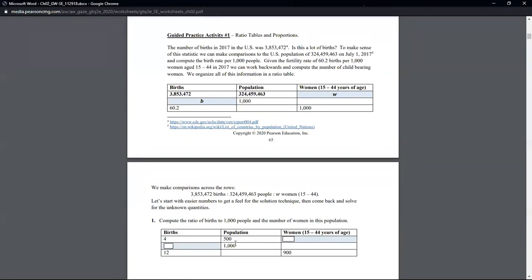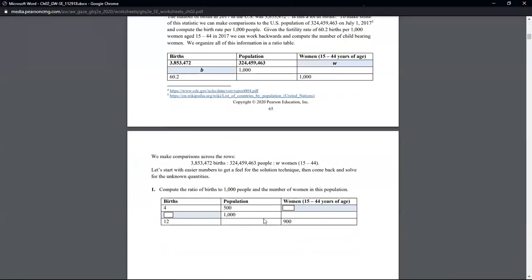And this is where that idea of the common multiplier will come into play. If you double the population, what do you expect the births to do? That's the idea of proportionality. If this population doubles from 500 to 1,000, what do you think would happen to the number of births? That'll be a massive spoiler when I answer it. We also want to find the number of women of childbearing age based on, okay, well, it's 4 births for a population of 500, but it would be 12 births if there were 900 women of childbearing age. Now, this proportion table is set up so that we can find both of those blanks with 2 goes.